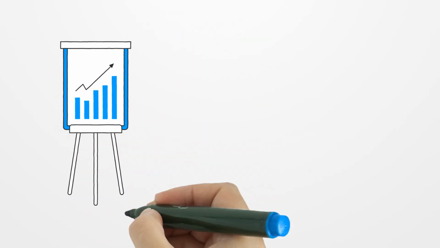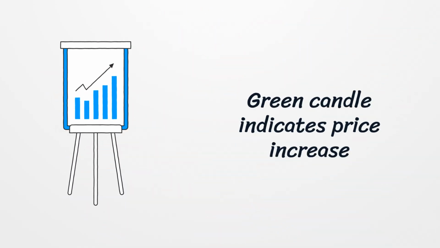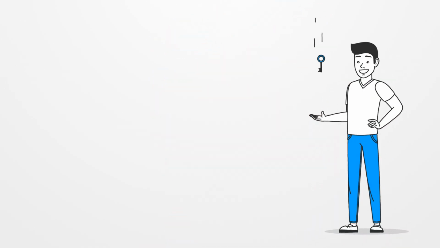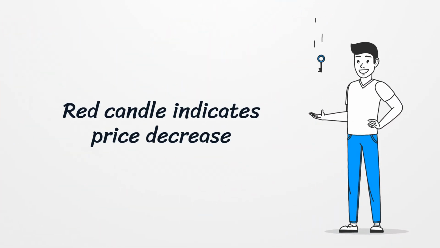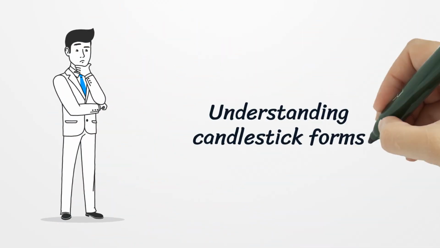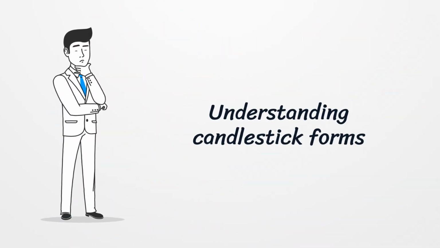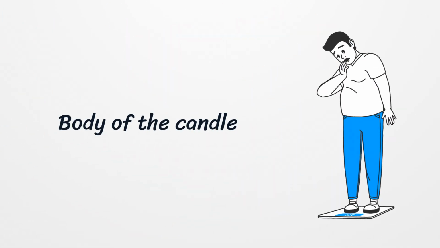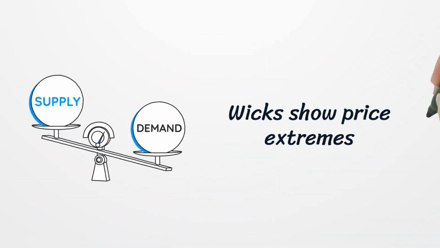If the candle is green, it means the price went up during that time period. It closed higher than it opened. If it's red, the price went down. It closed lower than it opened. Think of it like this. The thick part is the body. That's where the price opened and closed. The thin lines above and below are the wicks. They show the highest and lowest prices reached.